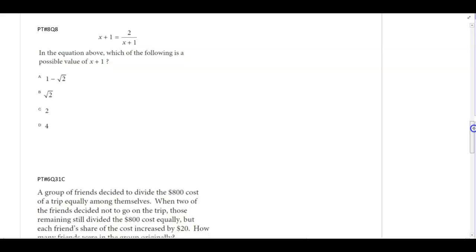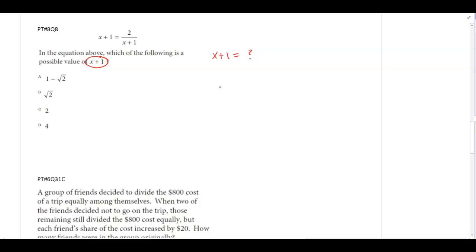Okay, now the next one is calculator. But they try to get you here. Now, there's an easy way to approach this, and there's a hard way to approach this. It says, in the equation above, which of the following is a possible value of x plus 1? So they want to know, what does x plus 1 equal?